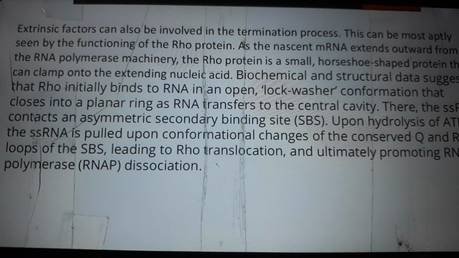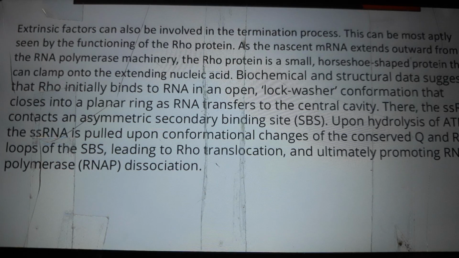Extrinsic factors can also be involved in the termination process. This can be most aptly seen by the functioning of the Rho protein as the nascent mRNA extends outward from the RNA polymerase machinery. The Rho protein is a small horseshoe-shaped protein that can clamp onto the extending nucleic acid. Biochemical and structural data suggest that Rho initially binds to RNA in an open, lock-washer conformation that closes into a planar ring as RNA transfers to the central cavity.